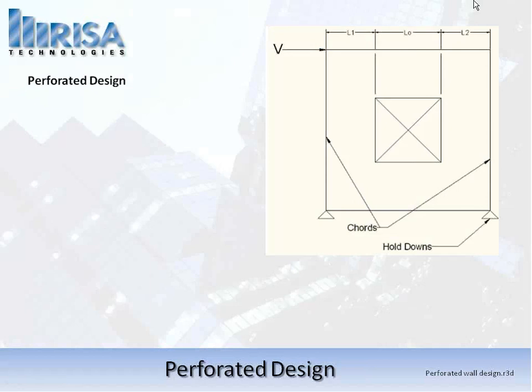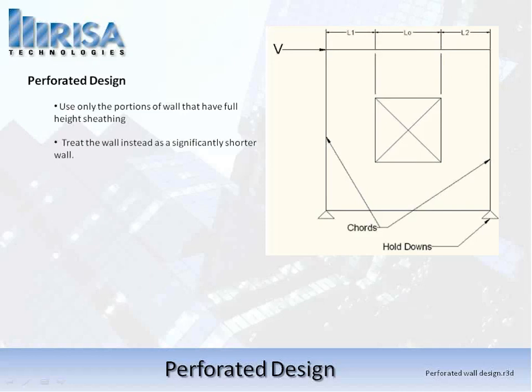So we really covered all of segmented design, and now if we talk about perforated design here, we can look a little bit closer. Perforated design is going to be using only the portions of the wall that have full height sheathing. Okay, so L1 in this picture is going to be used for our shear wall, and L2, LO here are going to be the opening sizes, and they're not going to be used in the design. So it really treats the wall instead as a significantly shorter wall. We really just collapse this wall into a very short wall, subtracting out all the areas above and below openings, and that whole region gets not used.